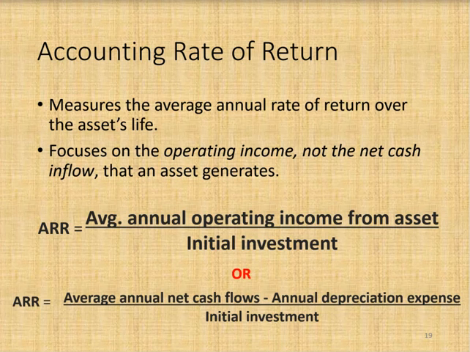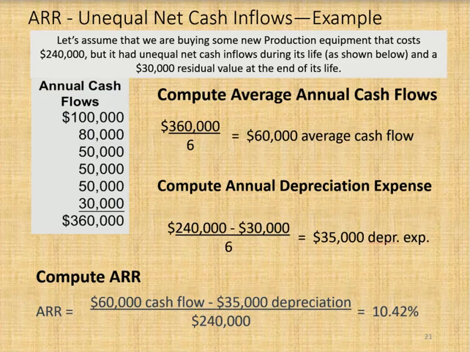Recall that operating income is based on accrual accounting. Therefore, any non-cash expenses such as depreciation expense must be subtracted from the asset's net cash inflows to arrive at its operating income. And you can see the formula here. We just take the average annual operating income from the asset divided by the original investment. Or if we are given the annual cash flows, you have to subtract that annual depreciation expense in order to arrive at the ARR. So here's a brief little example.